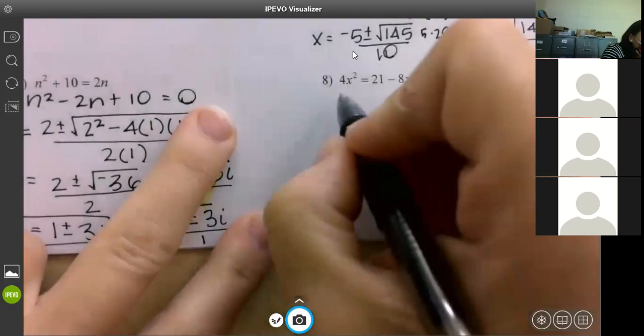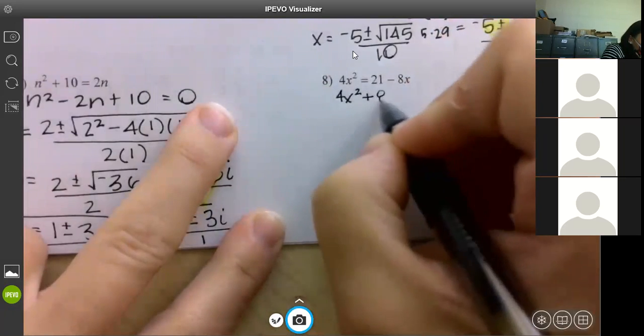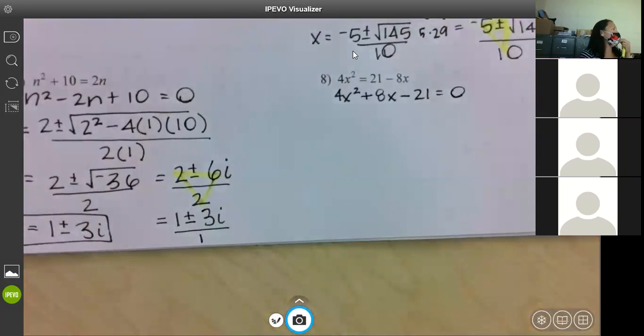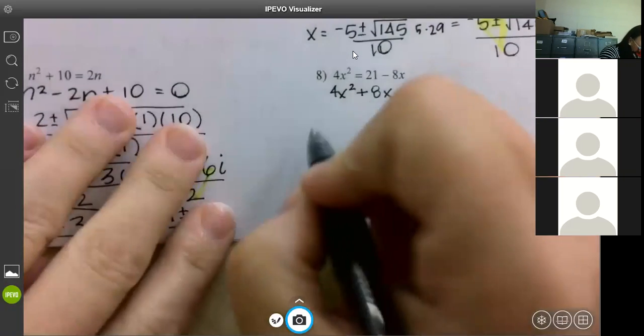So I'm going to move everything to that side. Leave that 4x squared, add the 8x, and subtract the 21. You don't have to show that work. You're big enough and old enough now that I don't need to see that. Okay. Do I have a GCF? No, so I don't want to do any more. I probably can't factor this. I'm not going to worry about it. I'm going to move on. I'm going to tell you can't factor it.